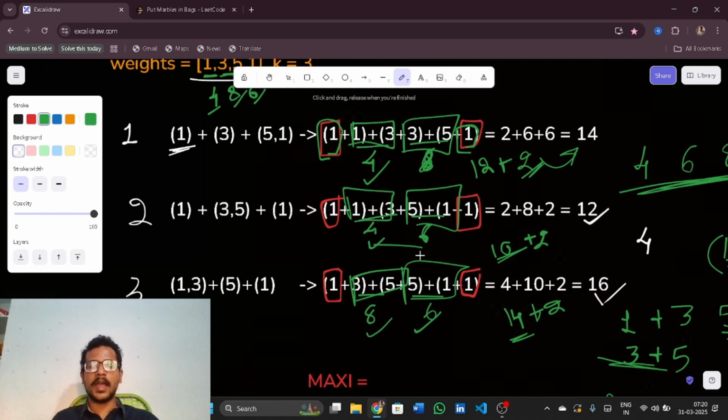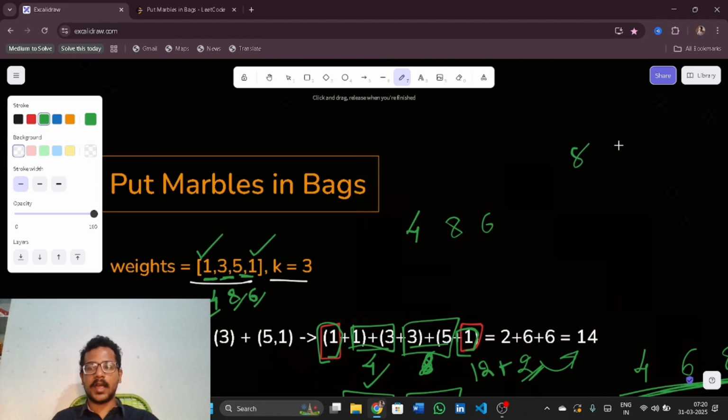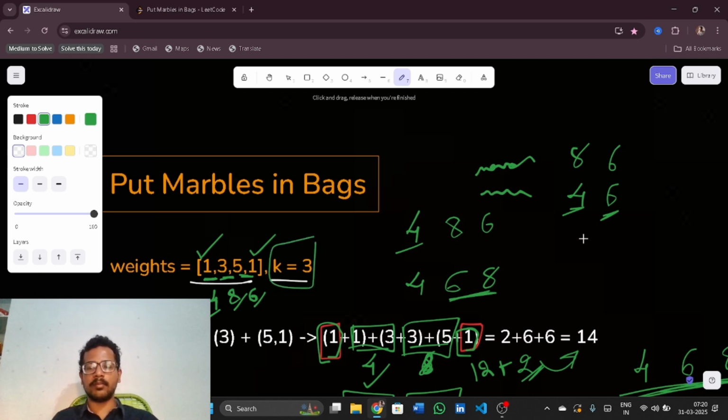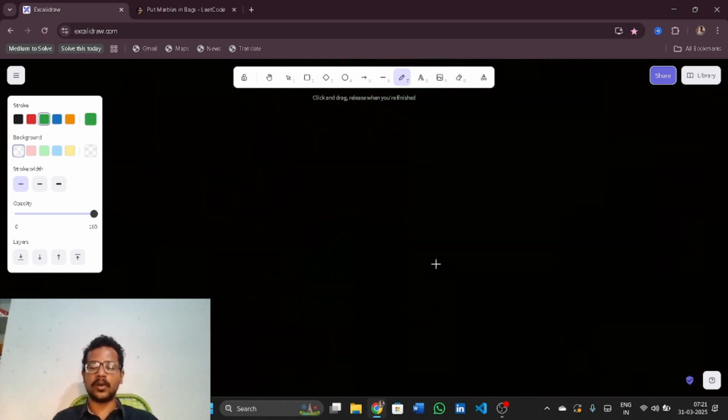Here we got 4 and 6. 8 and 6 for maxi, and for mini 4 and 6. So I got 4 and 6 for mini, 8 and 6 for maxi. So with k as 3, the last k minus 1 elements are contributing to maxi. The first k minus 1 elements are contributing to mini. So this is the whole intuition.